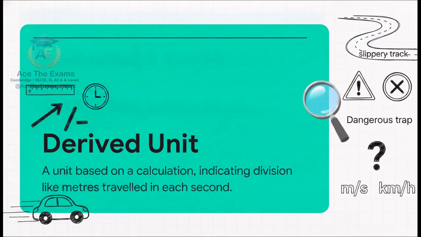But here is where the track gets slippery. Enter the derived unit. A derived unit is based on a calculation, like meters per second for speed. The slash symbol literally indicates division, the number of meters traveled in each individual second. The dangerous trap here? Correctly calculating a value using standard meters and seconds, but then carelessly writing your final answer as kilometers per hour. It's a tiny slip, but it ruins the whole calculation.